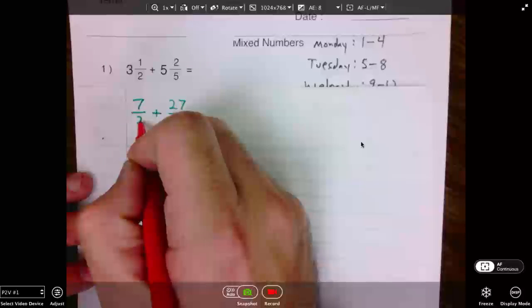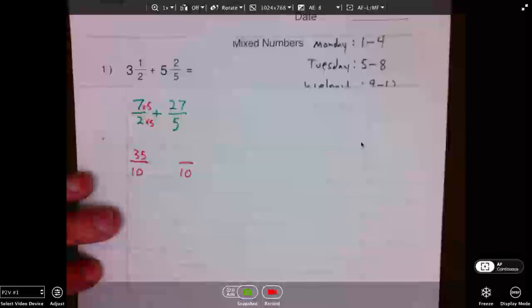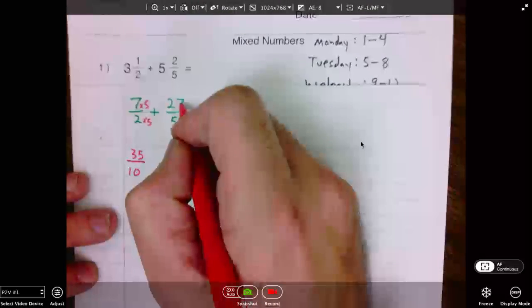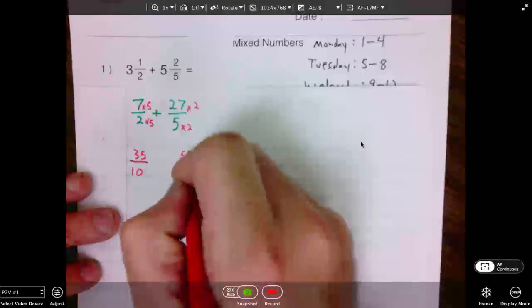Well, 2 times what gave 10? Times 5. Likewise, we must multiply 7 times 5. 7 times 5 is 35. 5 times what gave 10? Times 2. So we must also multiply 27 times 2. 27 times 2 is 54.